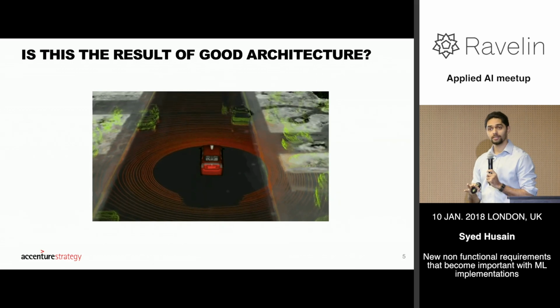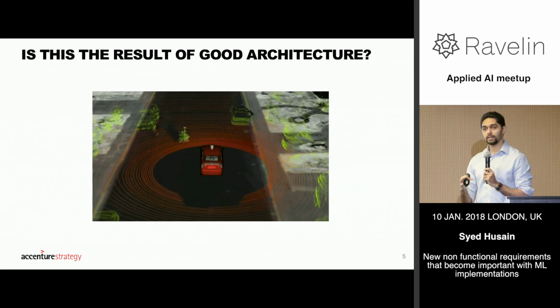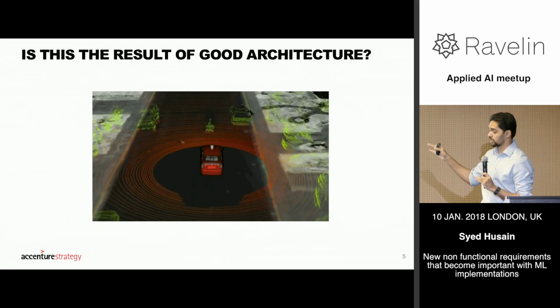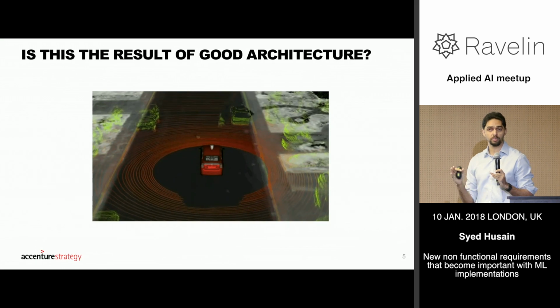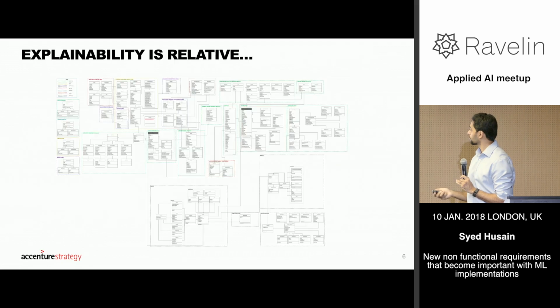And it stops. And this actually is an example of good architecture, because what happened? It saw something, it didn't understand what it was, and it did the right thing. It stopped and waited. And at this point, the machine actually said, human, you take control. I've never seen this before. I'm not going to do anything. That's an example of good architecture.